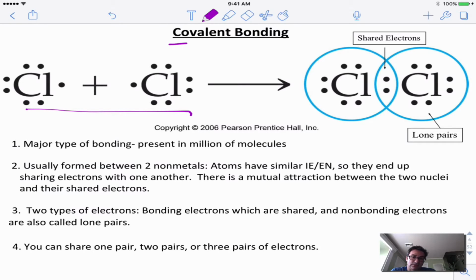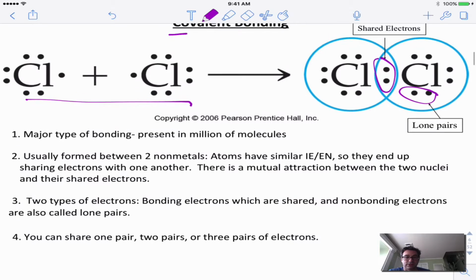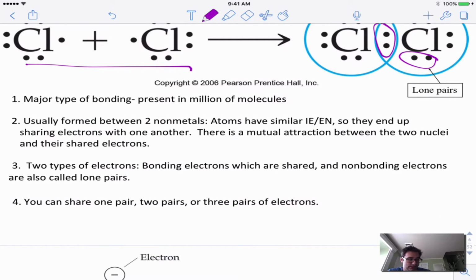There's two types of electrons, like I mentioned. There's the shared pair, which is here, and then there's also the lone pairs, which are here. We'll mention those again and again, shared pair, lone pairs. Now you can share up to 3 pairs of electrons. So you could have 1 pair shared. This is called a single bond. You could have 2 pairs for a double bond, or you could have 3 pairs for a triple bond.